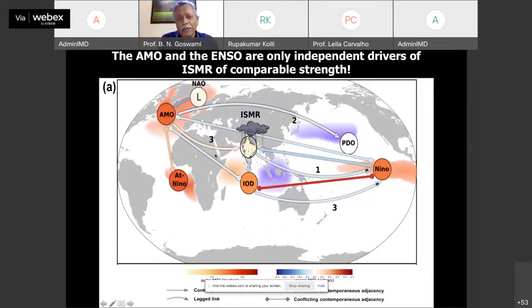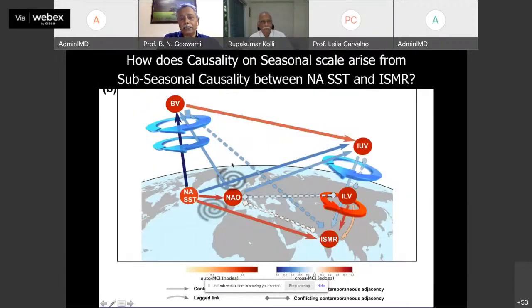So one thing that comes out very clearly is that both AMO and Atlantic Nino are two drivers of ISMR, but the other drivers are not very clear, and they may not be independent of El Nino. But AMO appears to be independent of El Nino, and still a driver. I think this is a new understanding that has emerged from this analysis.